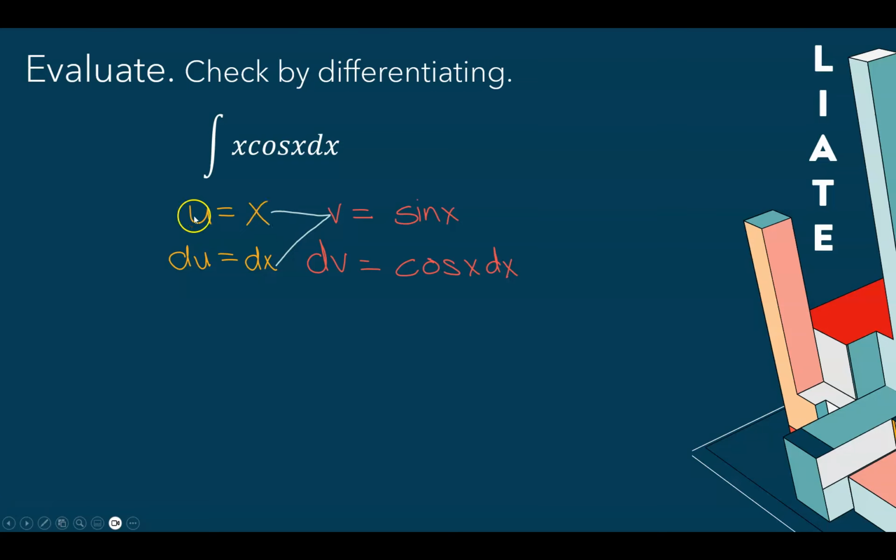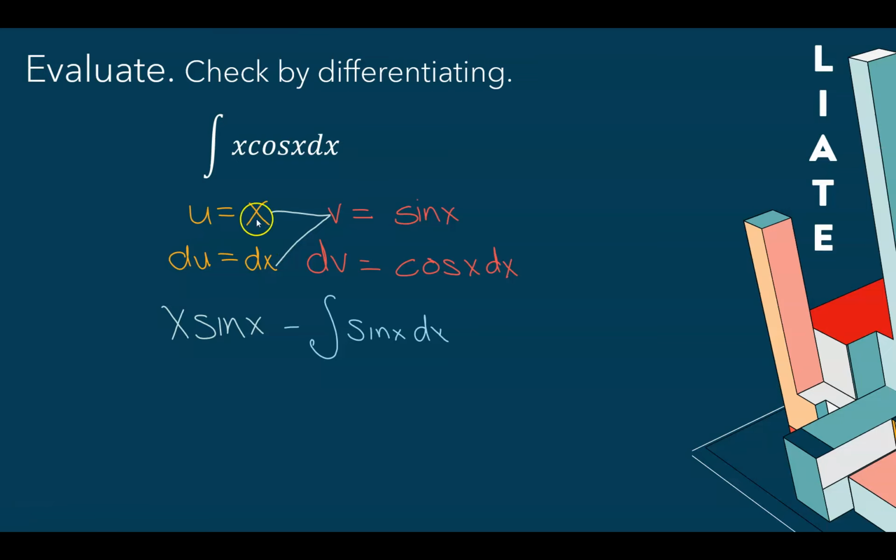So across the top, u times v, that's x times sine of x. So we're going to write that. And just all by itself, it doesn't have an integral, it's done. Minus the integral of kind of this diagonal of the 7, sine of x times dx.